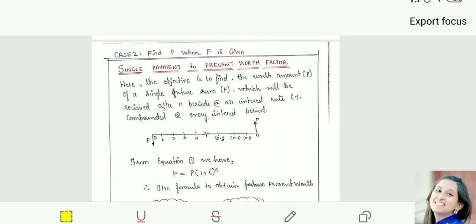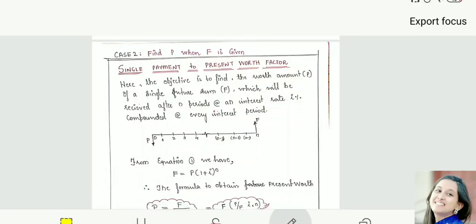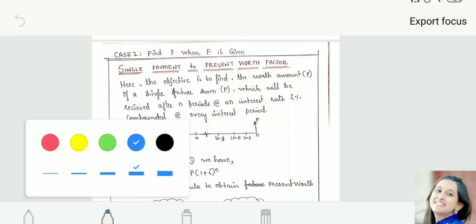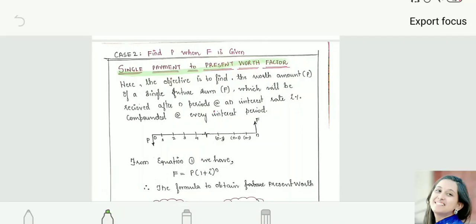Okay, so it is called what? Single payment present worth factor. Here the objective is to find out the worth P of a single future sum F, which will be received after n periods at rate of interest i compounded annually. You know the cash flow diagram has to be represented for every derivation or every single numerical.